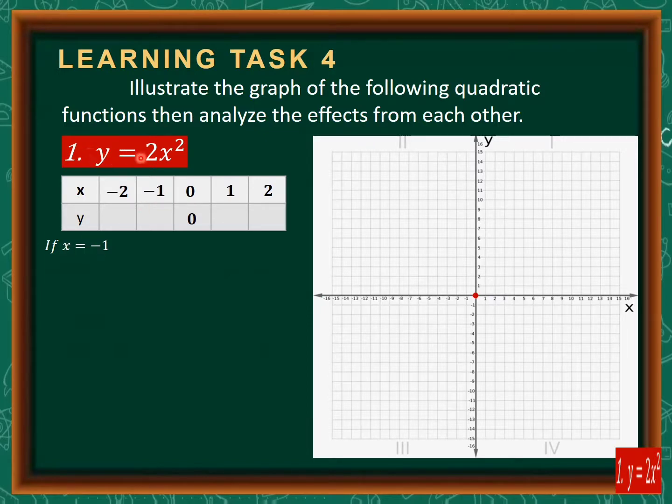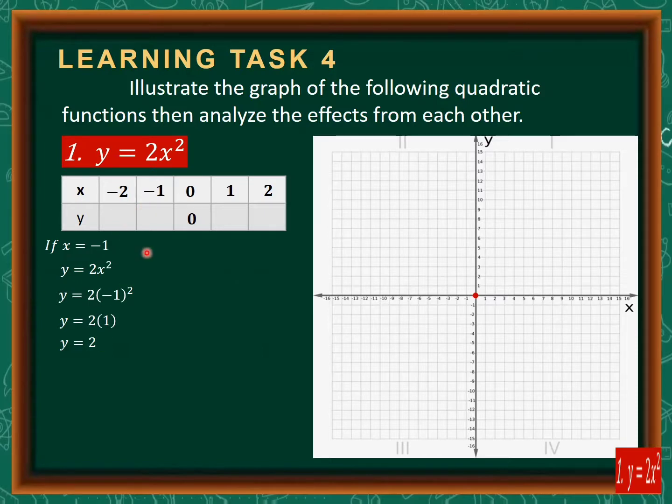So, dito ulit tayo sa ating equation, y is equal to 2x squared. So, 2 times, substitute lang natin yung negative 1 sa x. So, that would become 2 times negative 1 squared. Negative 1 squared is 1. So, 2 times 1 is equal to 2. So, therefore, if x is negative 1, y is positive 2.